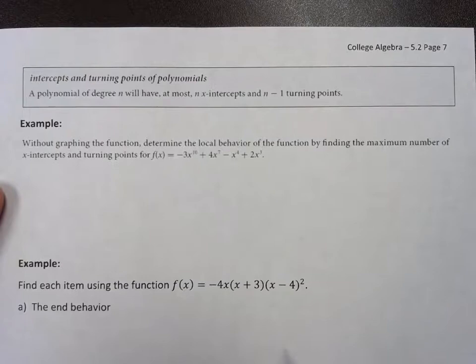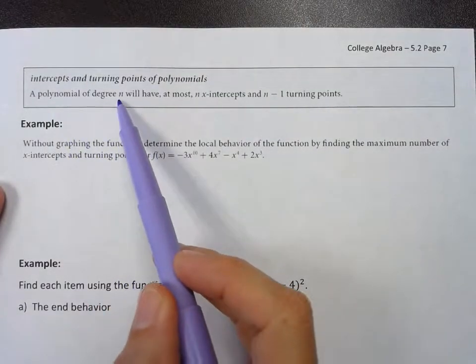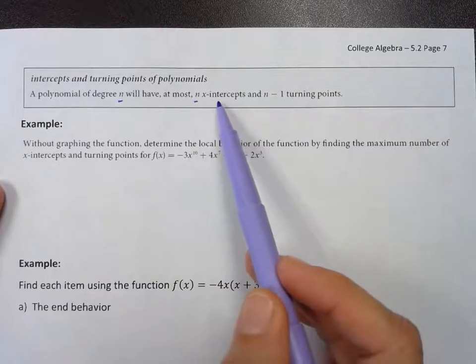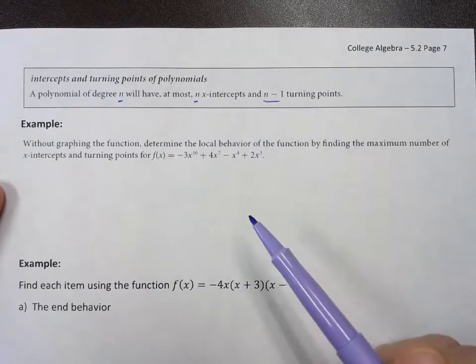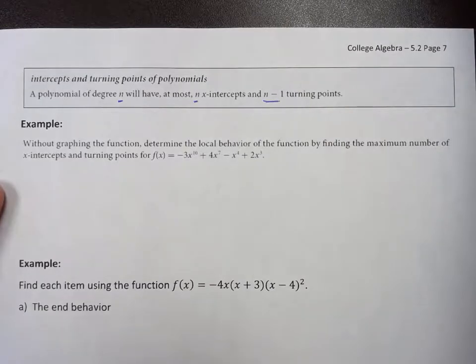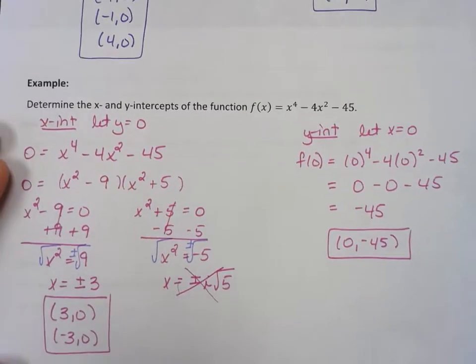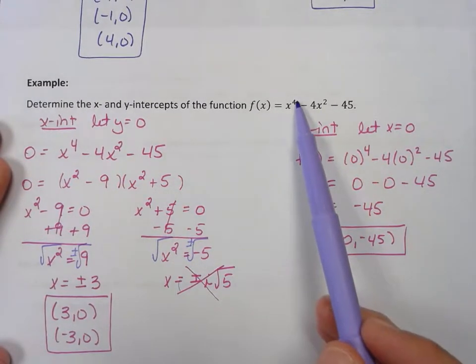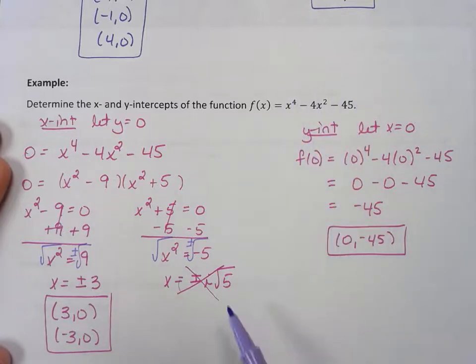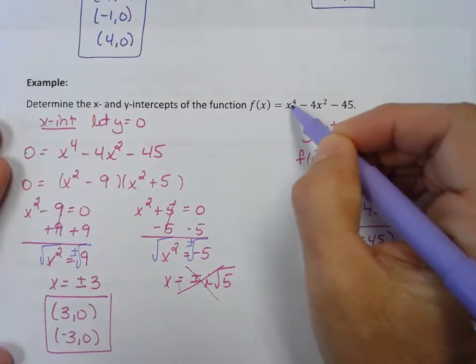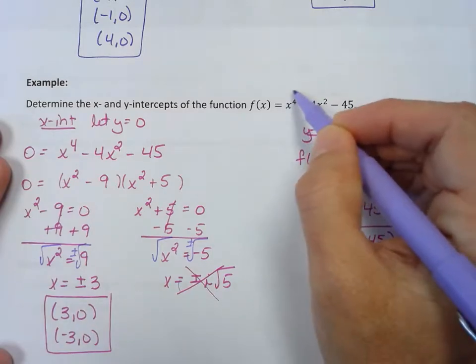Intercepts and turning points. A polynomial of degree n will have at most n x-intercepts and n minus 1 turning points. I want to go back to that problem we just finished. This one here. So the degree of this polynomial is 4. We ended up with 4 zeros. We had a positive and a negative 3, and a positive and negative i square root of 5. However, these were not considered x-intercepts. So we have at most this many zeros, or this many x-intercepts.